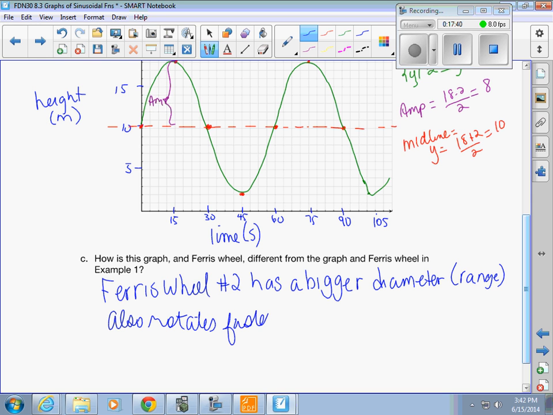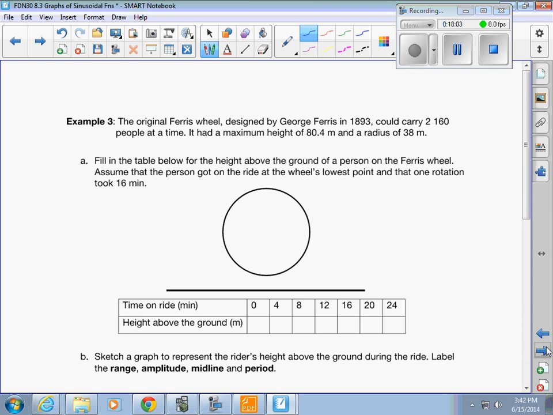So that means that Ferris wheel number 2 rotates faster because your period was equal to 60 seconds. And the other one was equal to 4 minutes. Okay.